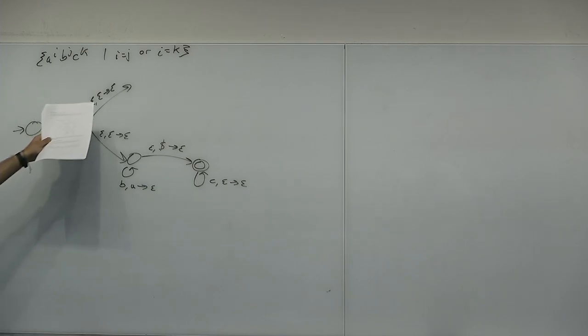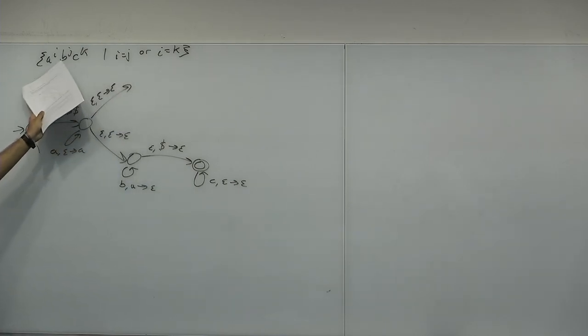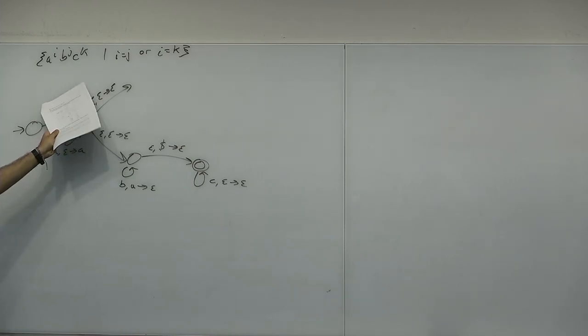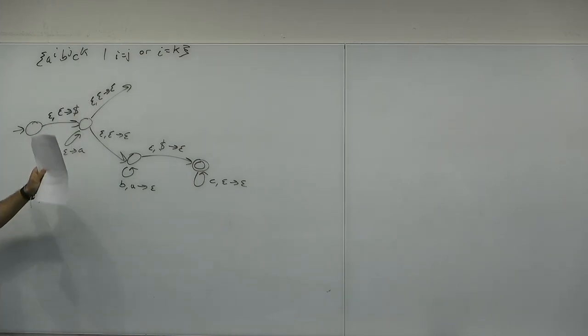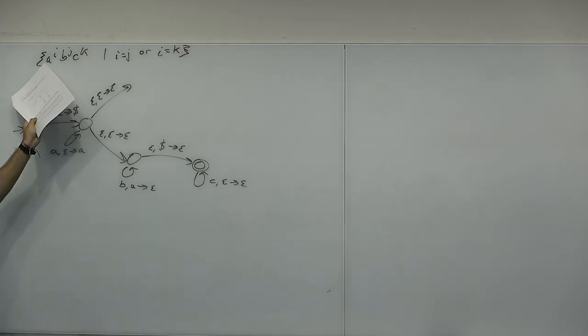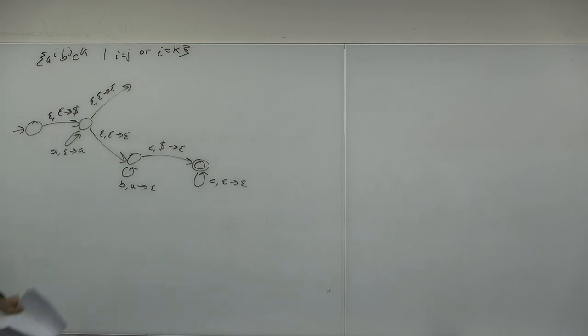Here, let's suppose it was J equals K. The branch would then just skip the A's and then match B's to the C's. So that'd be like B to the N, C to the N, right? Similarly. But just for interest, let's do matching the A's to the C's so the B's are skipped.